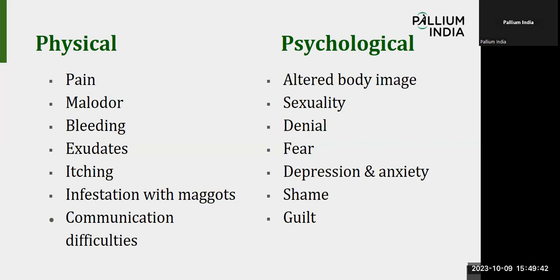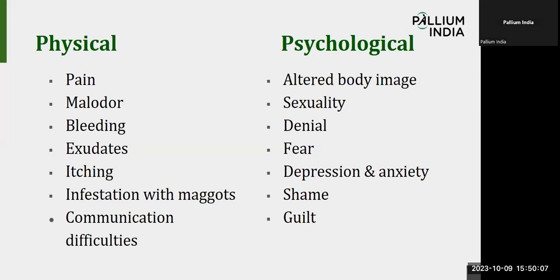Then psychological: altered body image. The patient will be having altered body image. He will be completely isolated. The sexuality will be lost. Denial will be there. Fear will be there. Depression and anxiety will be there. Shame and guilt will also be there, right? So why are these all there? Along with the physical problem, mental problems will also accompany.